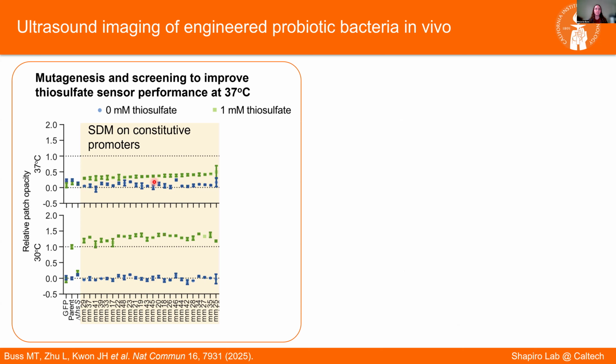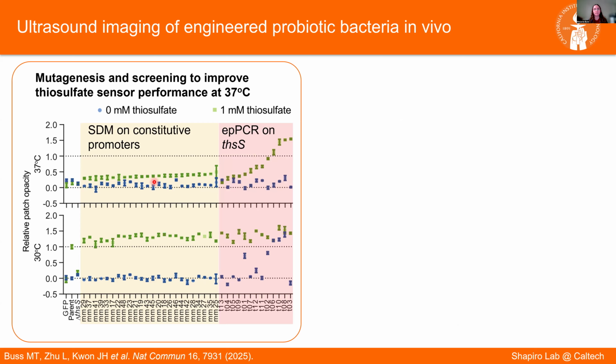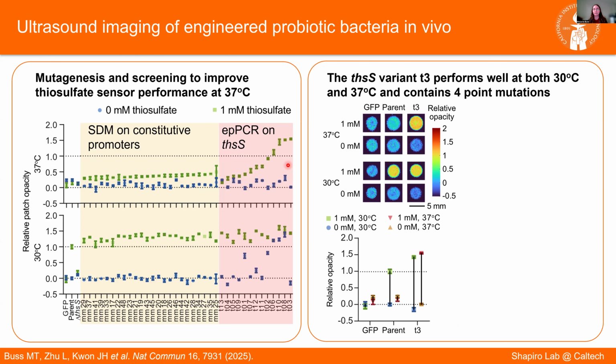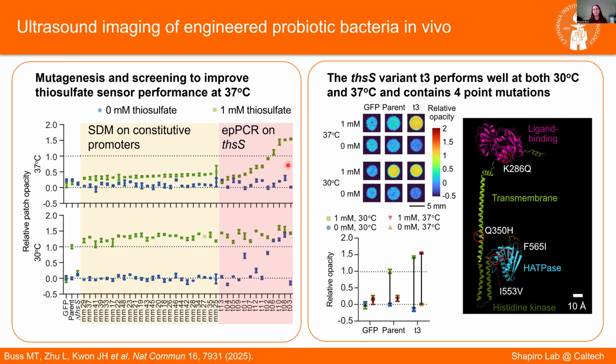And then we expected that this membrane sensor kinase protein was just not being expressed well. So next I did error-prone PCR on the sensor kinase protein itself. And in this case, I was able to get one mutant that performed very well at both 30 and 37 degrees Celsius, which you can probably see better here. It had a very high patch opacity at both temperatures, and so it was much better than the parent. And it turned out that it had these 4 point mutations throughout the protein.